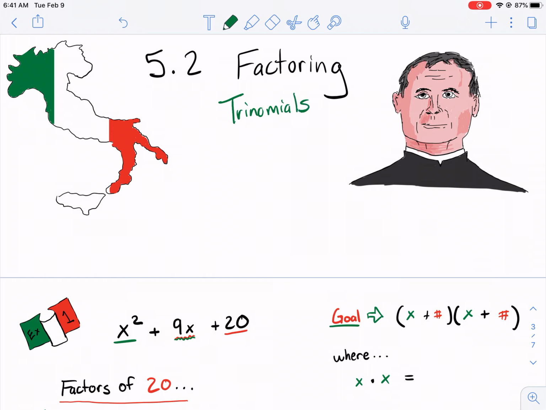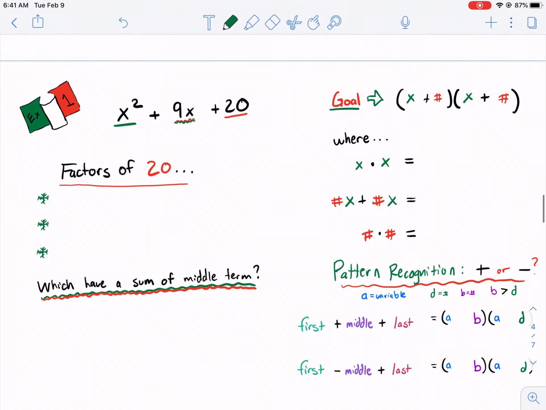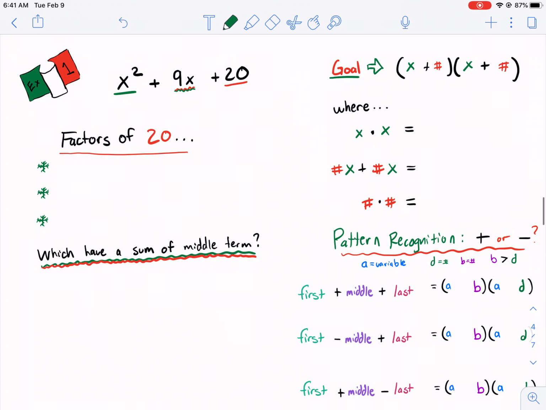Now you're probably wondering, what is the Italian flag? Well, there's 3 sections to the Italian flag, but mostly this is in honor of Don Bosco Day, which was last week.